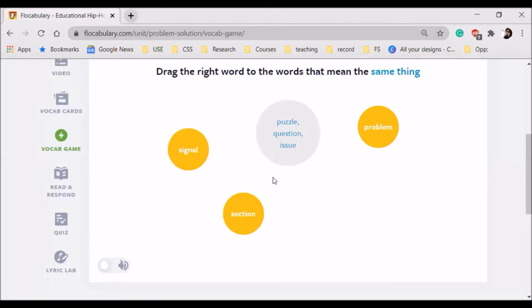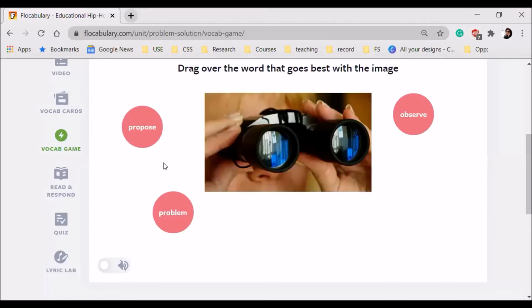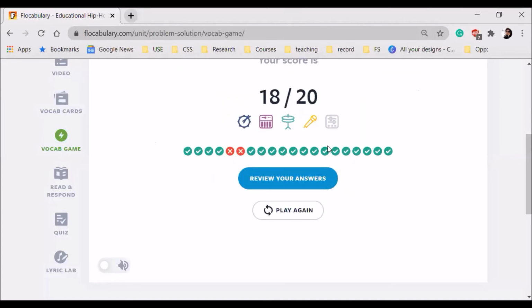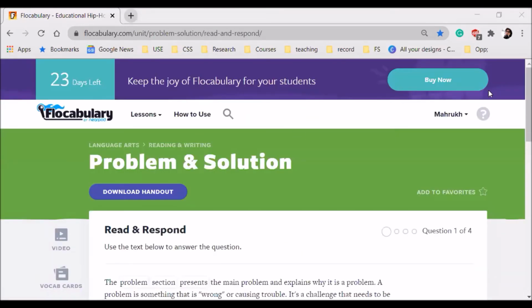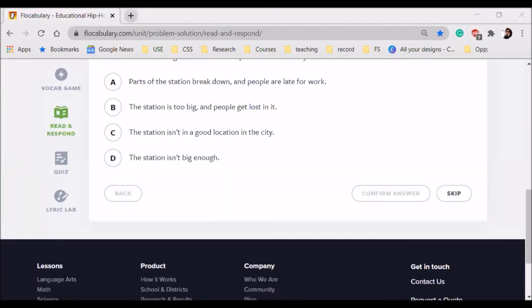Okay, puzzles, question or issue. Problem. Very good. Acting as a sign, message, or something that gives information. Signal, propose, or examine. Signals. What's he doing? Observe. Okay, so we scored 18 because we had 2 wrong answers. All right, now we'd have a quiz regarding this problem and solution approach. Okay, all right. So read this part.